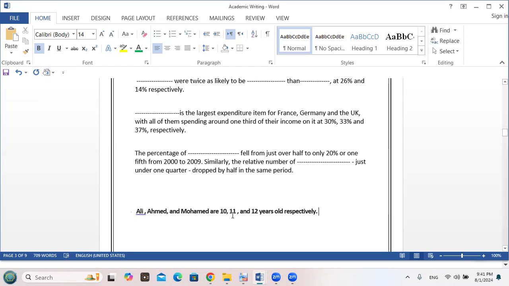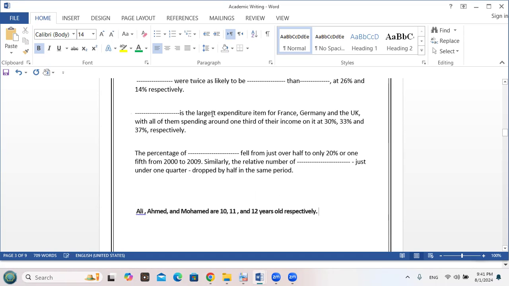Respectively here, instead of writing three sentences, instead of writing Ali is 10 years old, and Ahmed is 11 years old, and Muhammad is 12 years old, both of which are simple and repetitive, the word respectively enables us to include more than one piece of information in one sentence only. And this is highly appreciated in IELTS writing task 1. So it means Ali is 10 and Ahmed is 11 and Muhammad is 12.